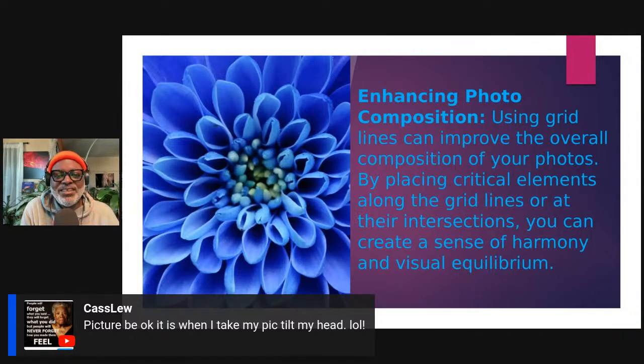Grid lines, enhancing photo composition, which we kind of led this off with, but it's going to give you this breakdown. Using grid lines can improve the overall composition of your photos by placing critical elements along the grid lines or at their intersections. You can create a sense of harmony and visual equilibrium. Now, this is a good one.